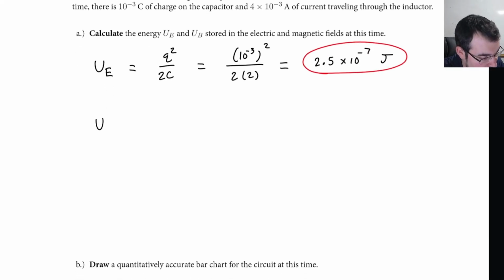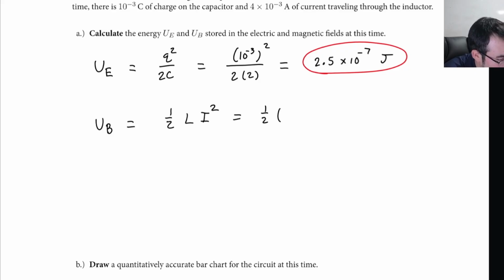Then for the magnetic field, it's 1/2 times mv squared, because we said that this is sort of like a kinetic energy. So 1/2 times inductance times current squared. So 1/2 times the inductance, which was 100 millihenries, so 0.1 henries. And the current is 4 times 10 to the minus 3, and we square that. If we do this one, we get 8 times 10 to the minus 7th joules.